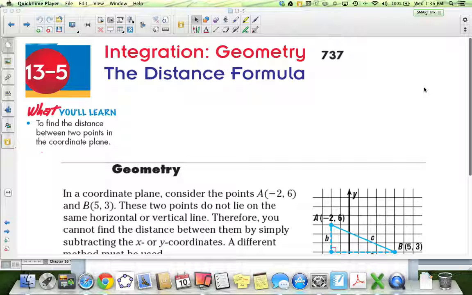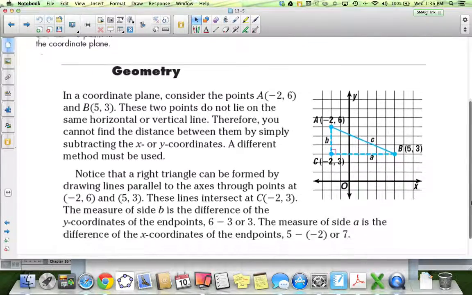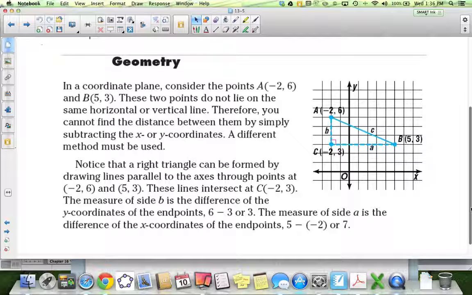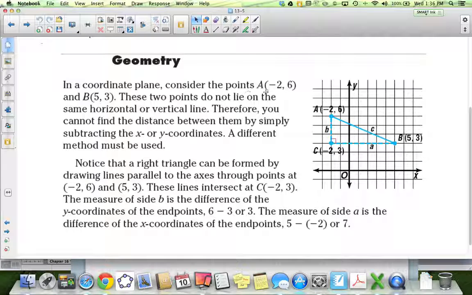The distance formula. The objective of this lesson is to find the distance between 2 points in the coordinate plane. Let's consider this example. You have point A and point B. Point A has coordinates (-2, 6). Point B has coordinates (5, 3). We want to find the distance between these 2 points.